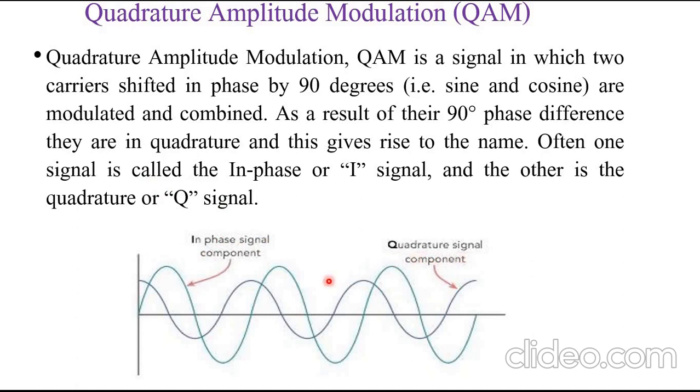So the resultant overall signal consisting of the combination of both I and Q carriers contains both amplitude and phase variations. In view of the fact that both amplitude and phase variations are present, it may also be considered as a mixture of amplitude and phase modulation.